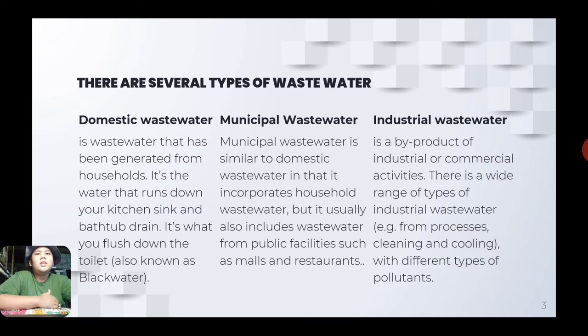Lastly, industrial wastewater. Industrial wastewater is a byproduct of industrial or commercial activities, whether it's the food we eat, the beverages we drink, the clothes we wear, or the paper or chemical products we use. Water is required for nearly every step of production across a multitude of different industries. In this report, I will be focusing more particularly on industrial wastewater as it is much more abundant.